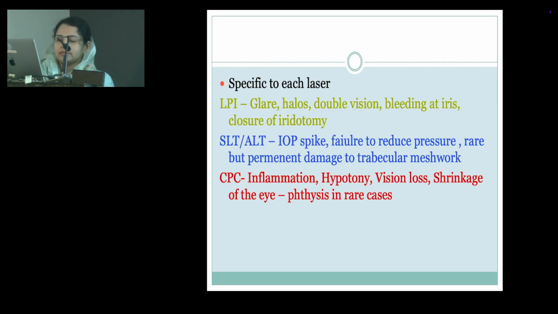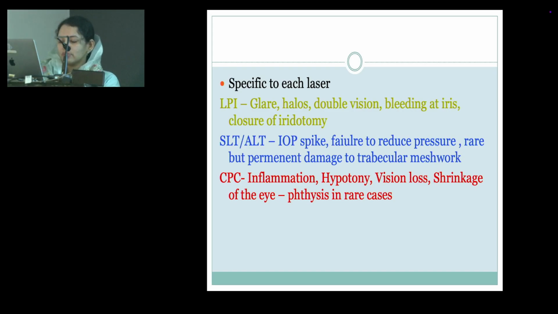Specific to each laser, in laser peripheral iridotomy, we have to mention about the glare, halos, and double vision, and bleeding at the iris and chance of closure of the iridotomy. And in SLT and ALT, IOP spike, failure to reduce the pressure, and rare but permanent damage to trabecular meshwork also should be mentioned in the consent form.